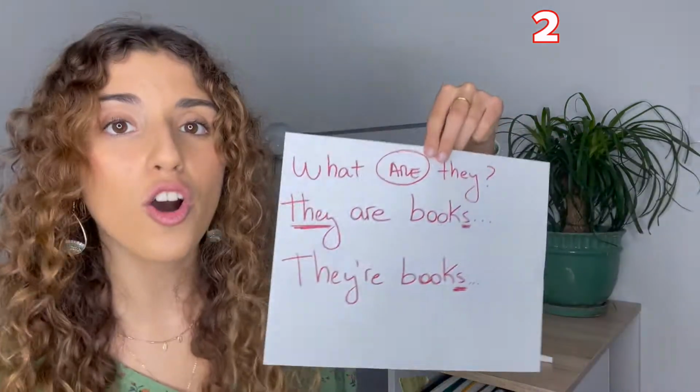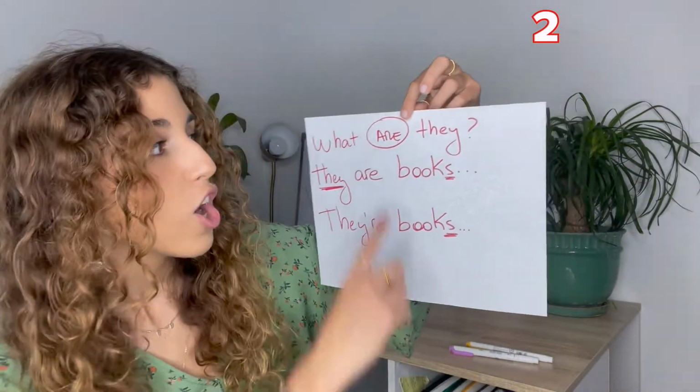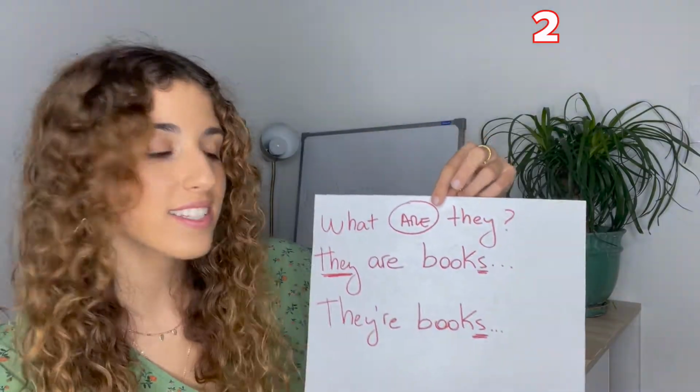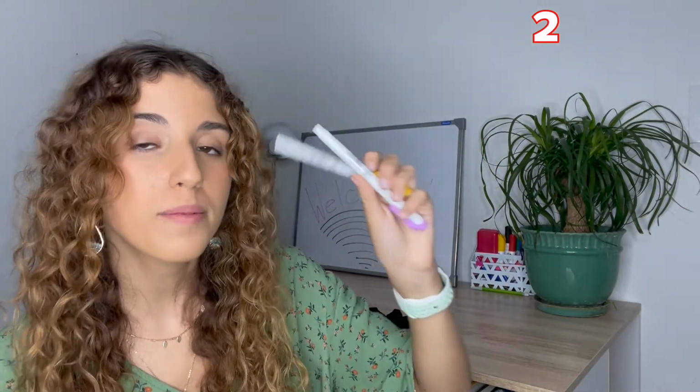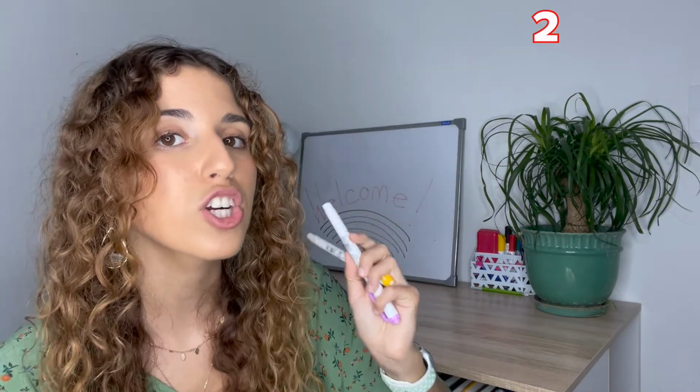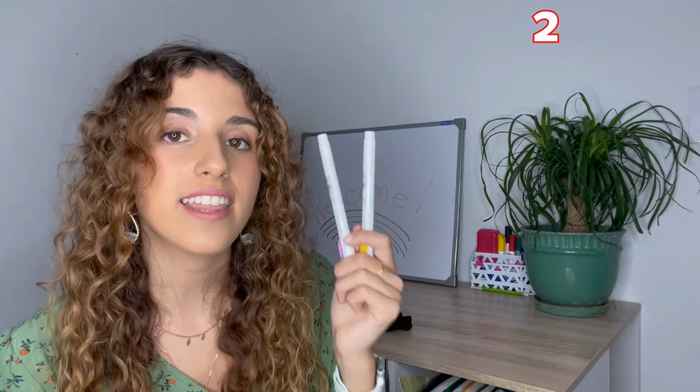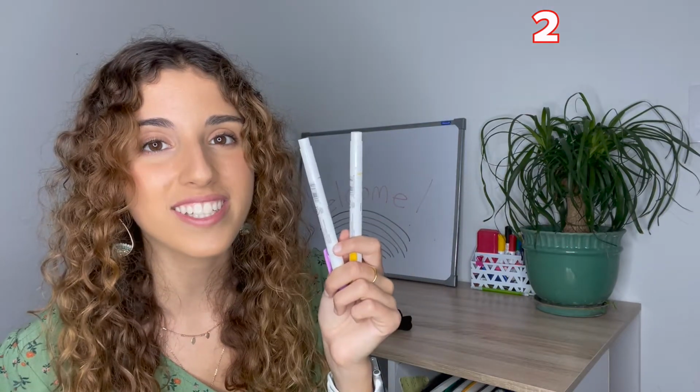Next we have this. What would you ask? How would you ask it? If you said, what are they? Correct. Are, because I have two markers. They are markers. Markers. The S, you need to include it. And I can say they are or they're markers.